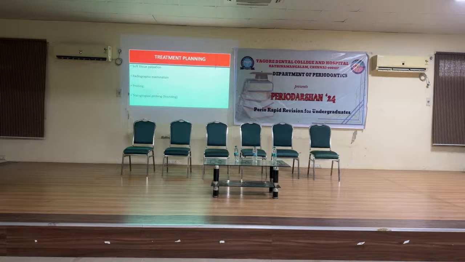And then probing, just take the probe and run it along the buccal side. Mesiobuccal is 5 mm, mid buccal is 7 mm, distal buccal is 9 mm. What type of bone loss is it? 5, 7, 9. Angular bone loss. If all the sides are 5, 5, 5, that's not angular bone loss.